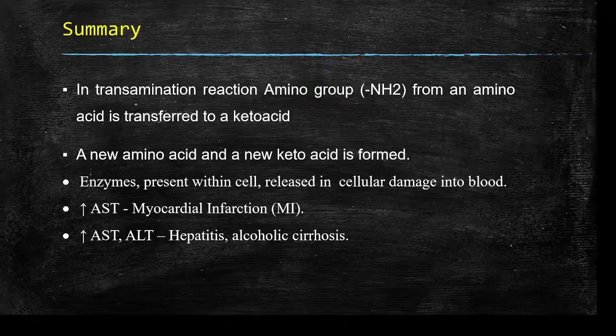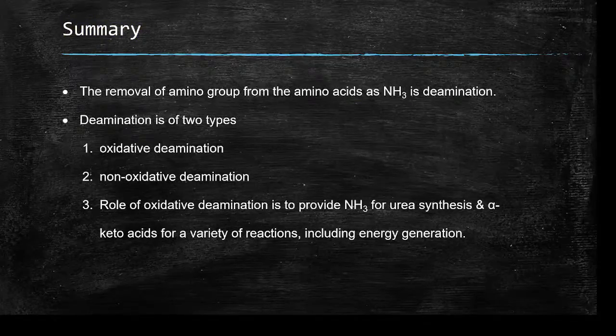So in summary, there are three major reactions: transamination, deamination, and decarboxylation. In the transamination reaction, the amino group from an amino acid is transferred to a keto acid. A new amino acid and keto acid are formed, and enzymes that are present within the cell are released during cellular damage, like alanine transaminase and aspartate transaminase. So they are released during myocardial infarction, hepatitis and alcoholic cirrhosis.